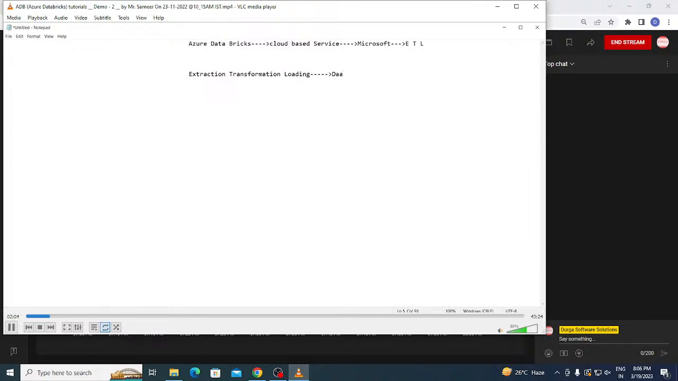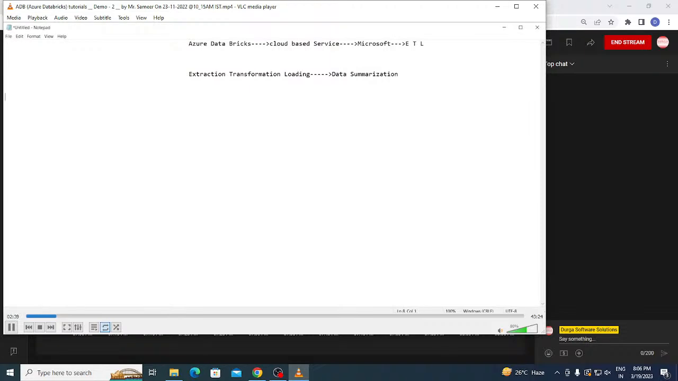This process of extraction, transformation, and loading is a process of what? Data summarization. So extraction, transformation, and loading is a process of data summarization.